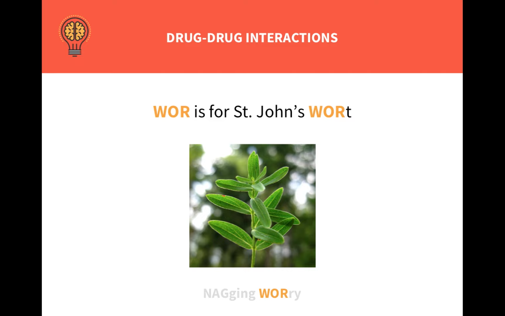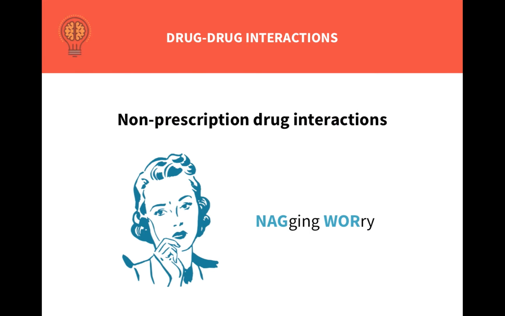W-U-R is for St. John's wort. St. John's wort is a dietary supplement which is available without a prescription for use as an antidepressant. However, it is also a strong inducer of 3A4 and can interact with all of the conditions mentioned in the "I Can Have Fun, Heartily Outsmarting Warring Drugs" mnemonic. So remember to use the mnemonic "nagging worry" when you're concerned about non-prescribed drug-drug interactions.